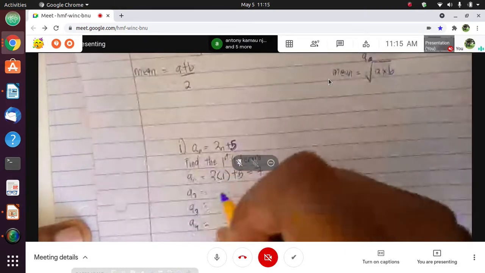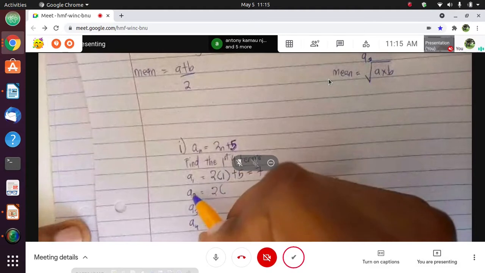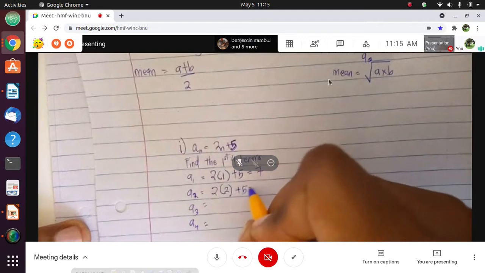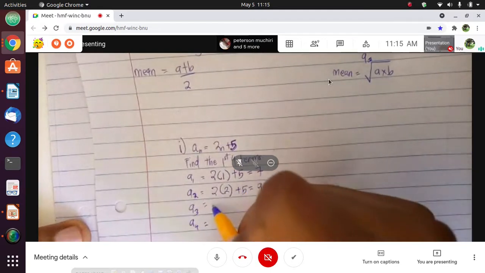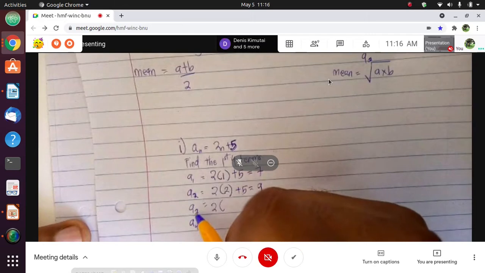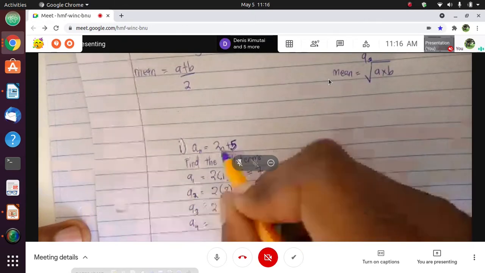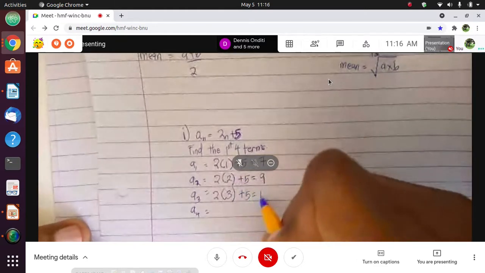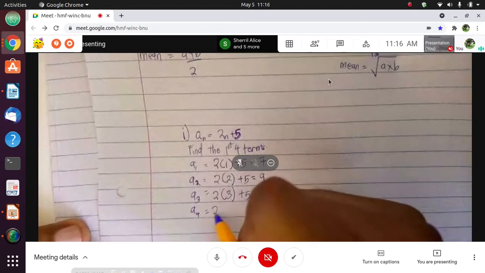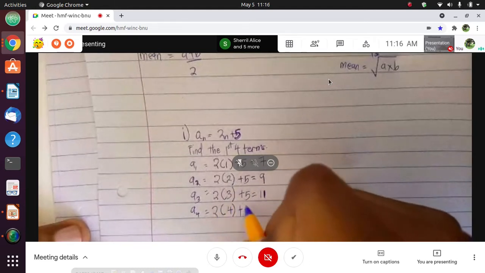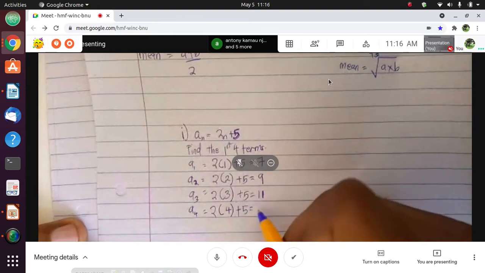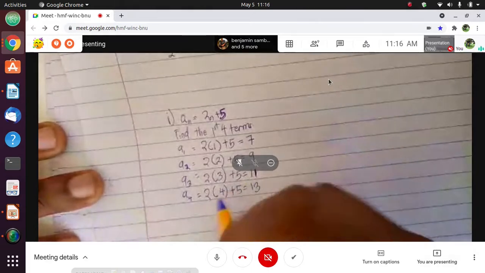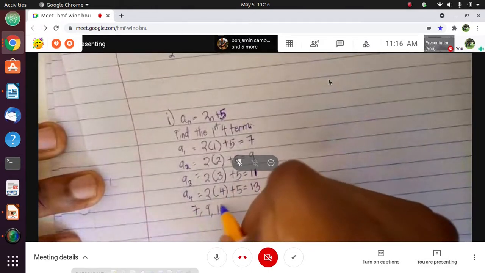The second term, you will plug number 2 where n is. So 2 times 2 plus 5 to give us 9. The third term, you plug the 3 where n is. So 2 times 3 plus 5 to give us that the third term is 11. The fourth term, we do the same. Plug number 4 where n is to give us that the fourth term is 13.